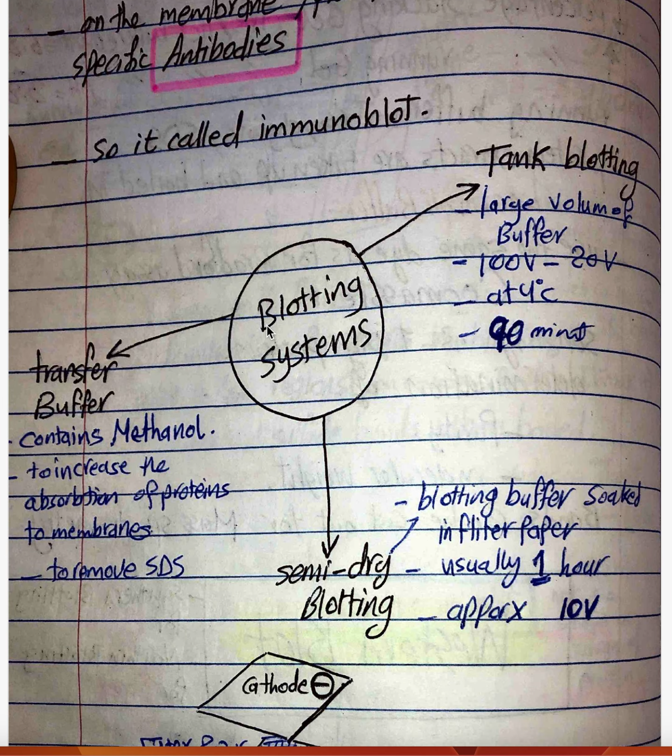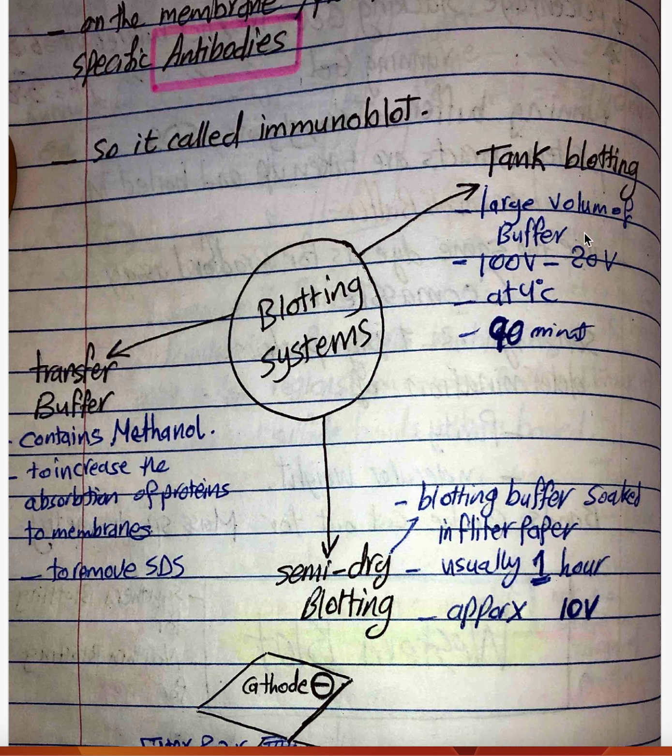So for the blotting system, there is tank blotting, semi-dry blotting, and the transfer buffer. The transfer buffer contains methanol to increase the absorption of the proteins to the membrane and to remove SDS. So we use a transfer buffer that contains methanol, because we want to facilitate the absorption of these proteins to the membrane, so we can measure them.